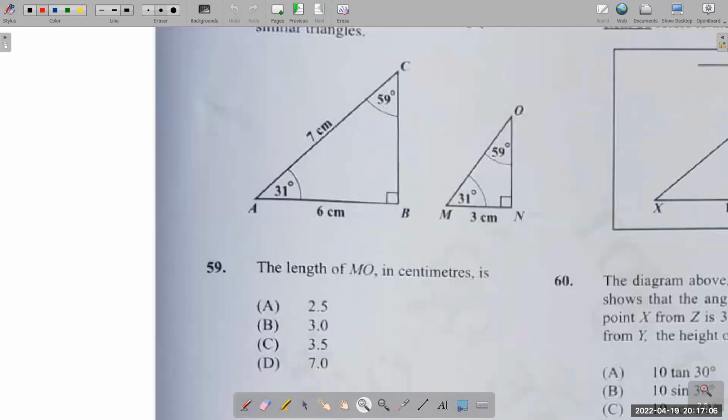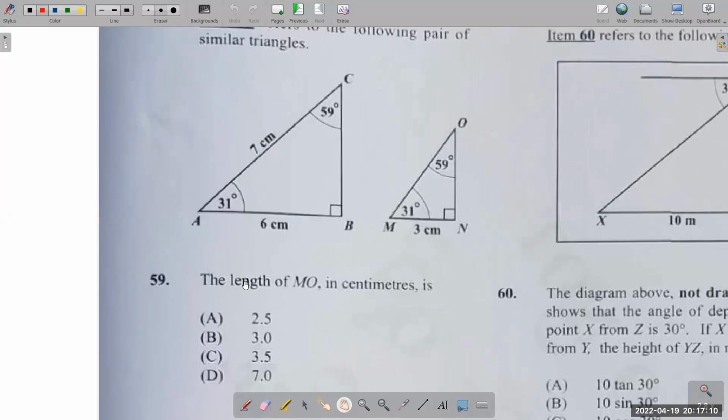We did this already as well. What's the answer? If this line is 7, what would this line be? Because look at it, what would it be if this is half of this? Remember we did this a lot? This came up a lot. So the answer is C.